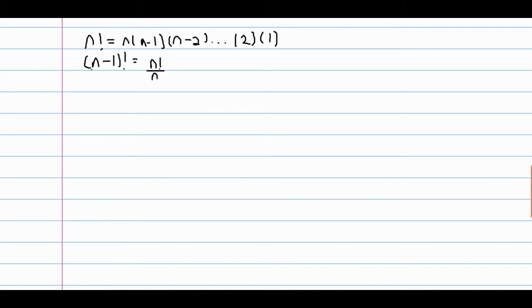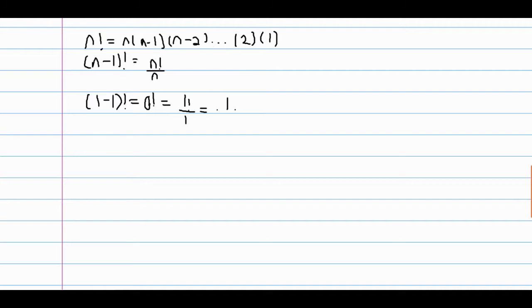Now we also defined it recursively. We have n minus 1 factorial is equal to n factorial divided by n. Using this definition, we can compute 0 factorial, which is equal to 1 factorial over 1, which is equal to 1.